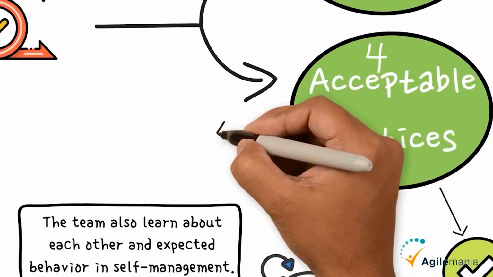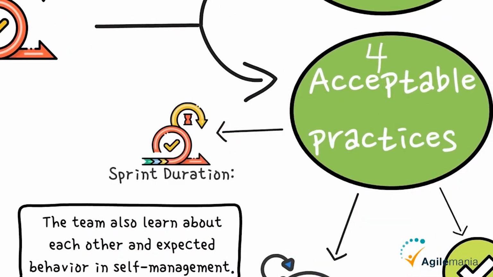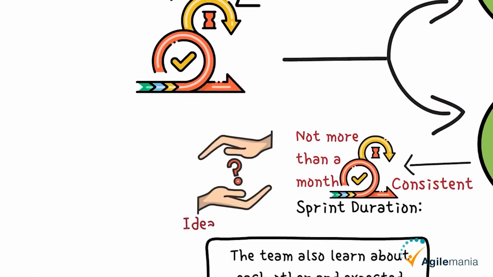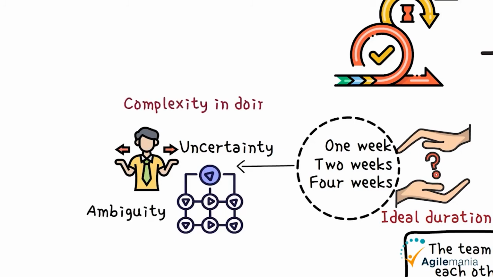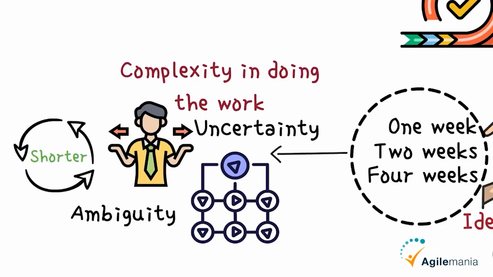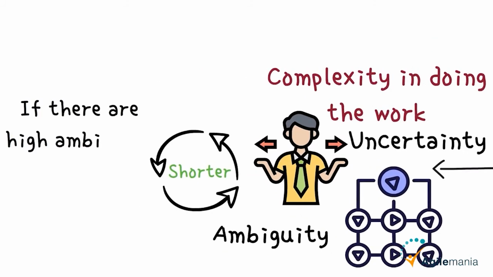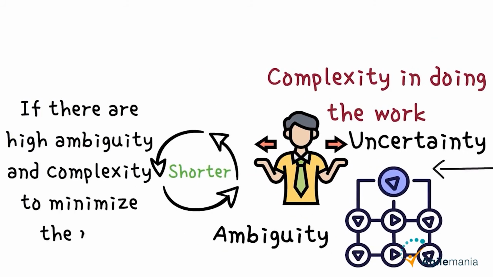Finally, let's talk about sprint duration. A sprint should not be more than a month, and it is better to keep it consistent. What should be the ideal duration for a sprint? 1 week, 2 weeks, or 4 weeks? It depends on uncertainty or ambiguity in the requirements and complexity in doing the work. It is better to go with a shorter cycle if there is higher ambiguity and complexity, to minimize the risk.